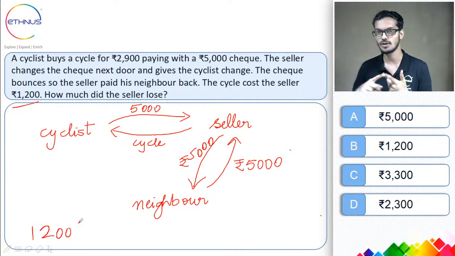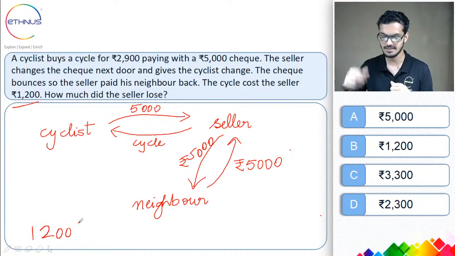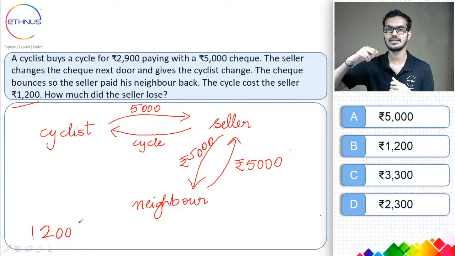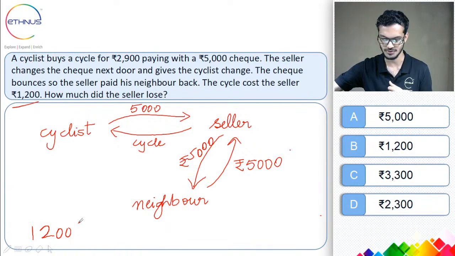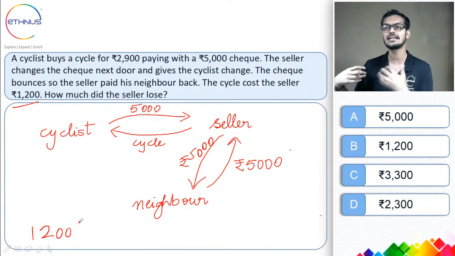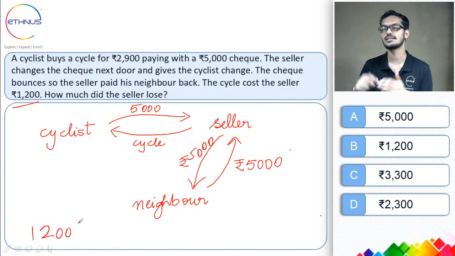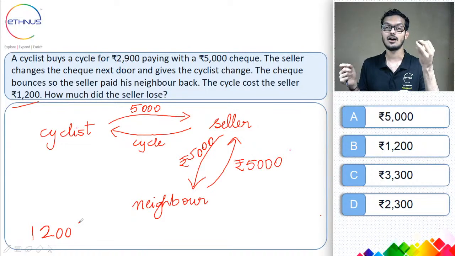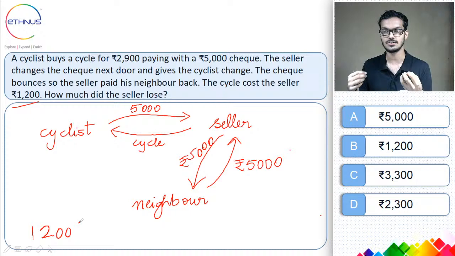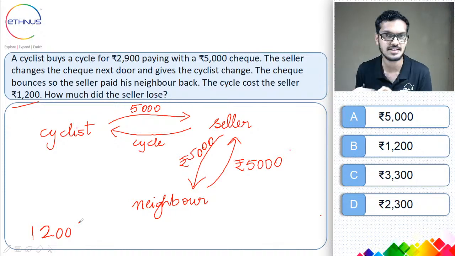And there is one more loss for the seller. That is whenever he gave back the change, right? So he gave back the change of, sorry, not 21,000, 2,900. 2,900 is the cost of the cycle. So definitely he will keep that 2,900 with him.